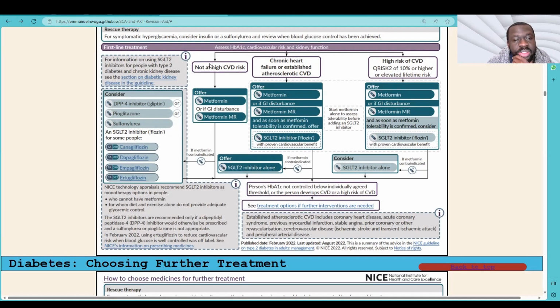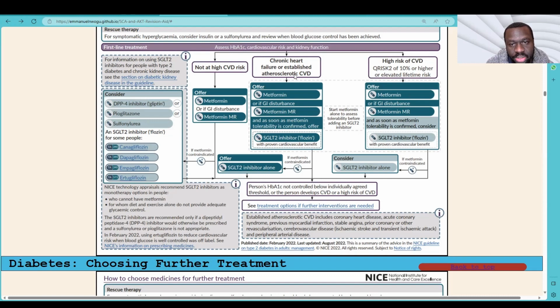If metformin is contraindicated, so if the patient has a low cardiovascular risk and cannot take metformin, then you want to be considering medications from here. You can consider a DPP4 inhibitor like alogliptin or saxagliptin, or pioglitazone, or sulfonylureas, so consider gliclazide. An SGLT2 inhibitor for some people: canagliflozin, dapagliflozin, empagliflozin, ertugliflozin.